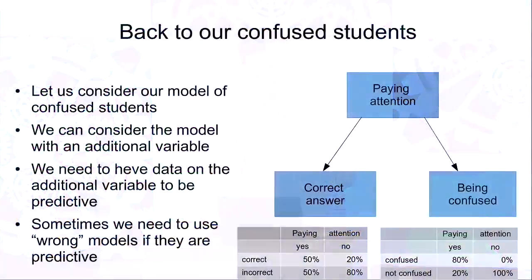So back to our confused students. How does it look? What we need to describe for those arrows is basically those conditional probability distributions. And I have two tables there. Those two tables are one way of explaining the data that we saw. This way shows you that if you are paying attention, you have a much higher chance of being confused, and not much, but a little bit higher chance of giving a correct answer.